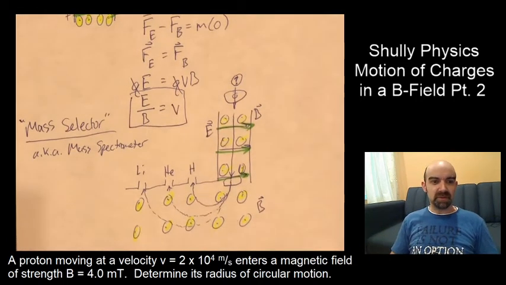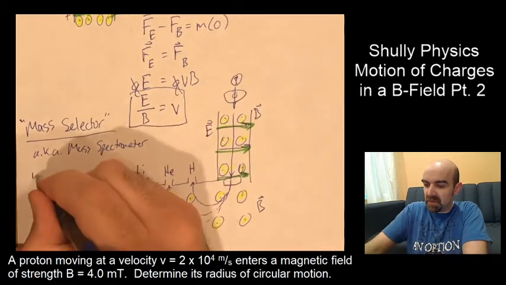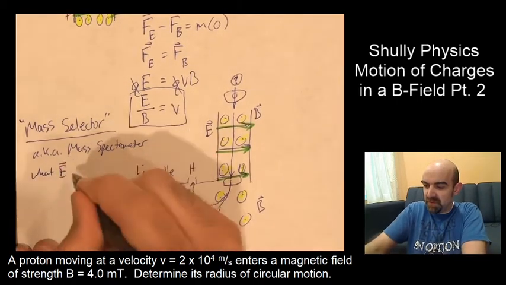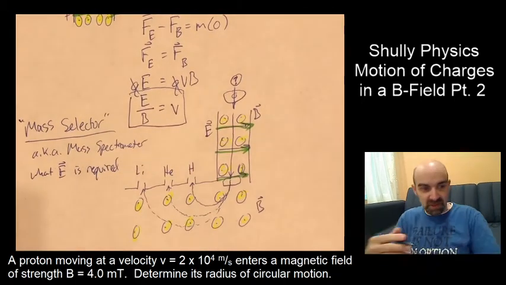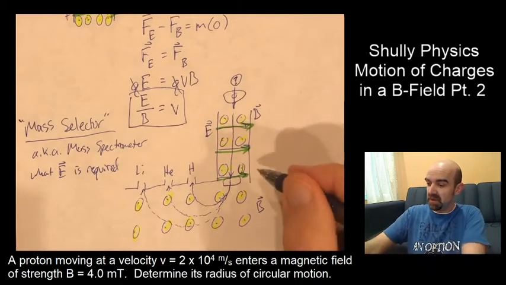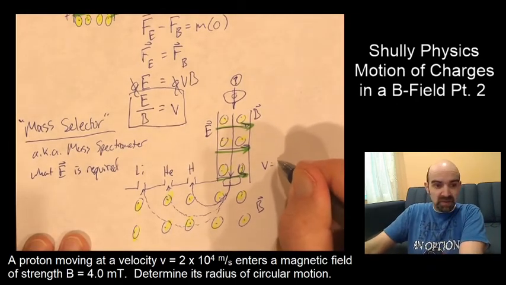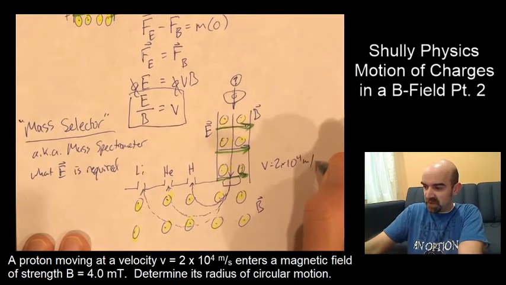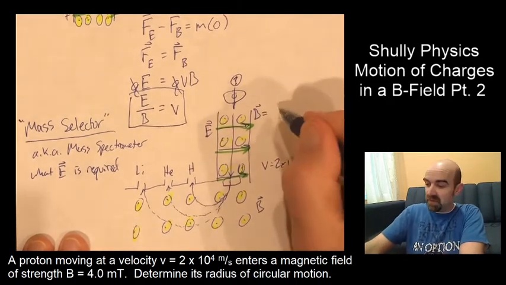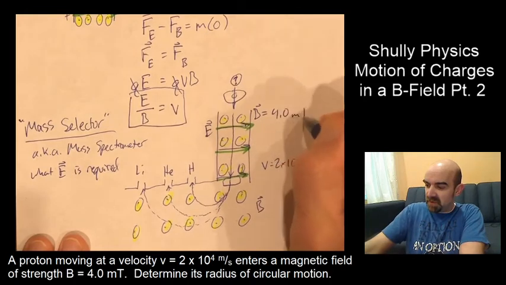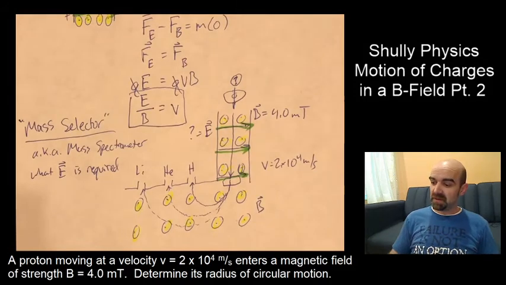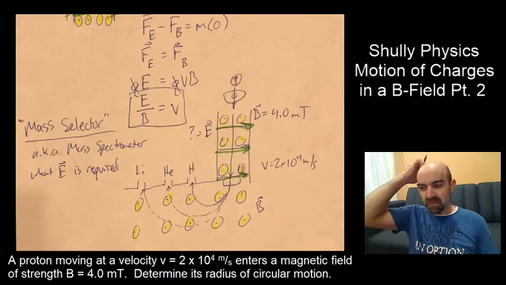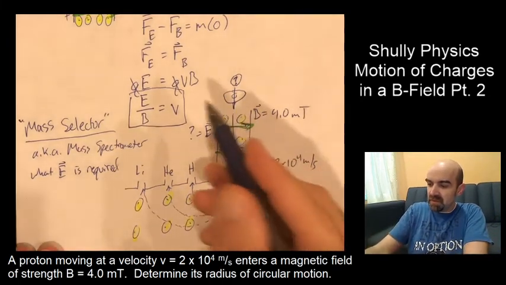So our last little tack-on problem here is what electric field is required for our last situation. Down there at the problem, we still have a proton. Let's say a proton is moving at, again, that 2 times 10 to the 4 meters per second. We have a magnetic field of 4 milliteslas. So the big question is, what should our electric field be so that we select just the right velocity here? So let's apply it.